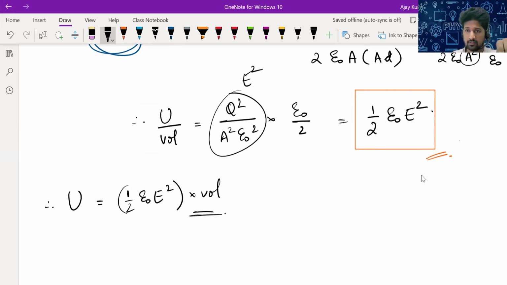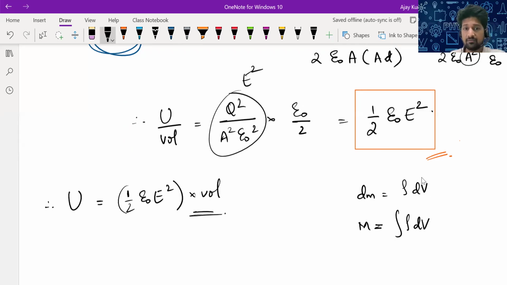But if density is variable, how do you calculate mass? You write the mass of one element first, rho into dV, and then the total mass is the integral of rho dV, the integral of the mass of each element.